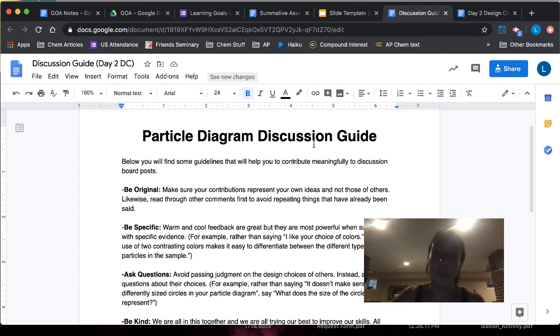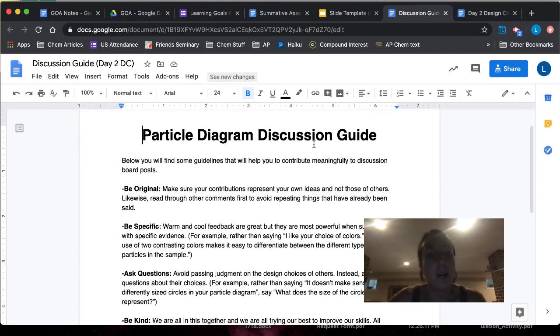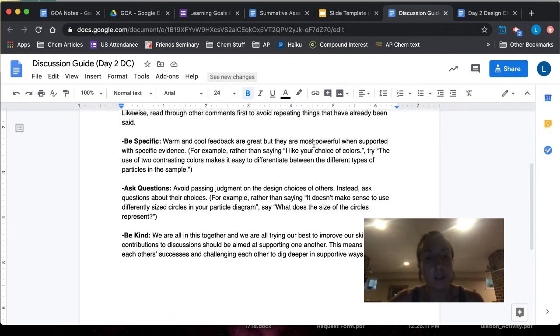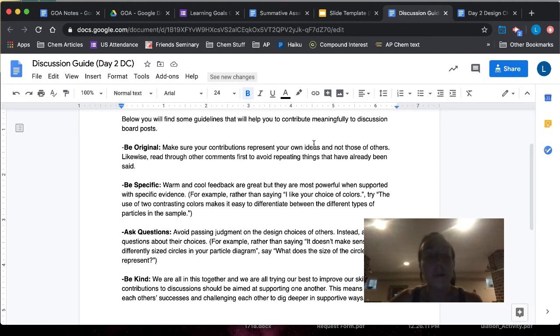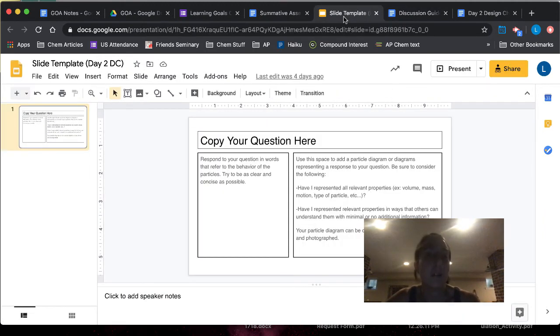Even though we have lots of discussions about particle diagrams, I've never really given students many guidelines on how that should happen. So what I came up with here is a set of guidelines for our particle diagram discussions. But something I thought would be really interesting to try, particularly in a distance learning course, is to have students actually do a discussion of particle diagrams asynchronously.